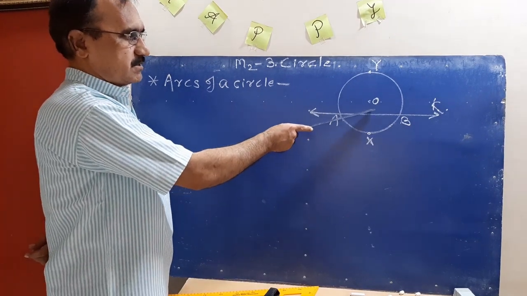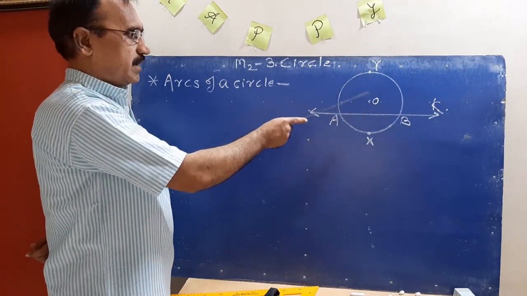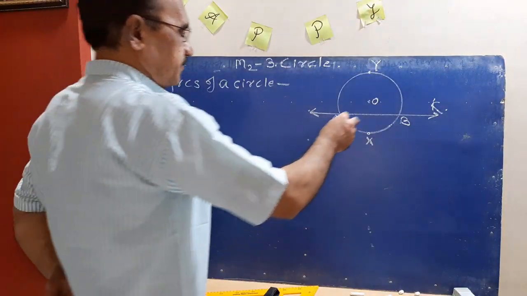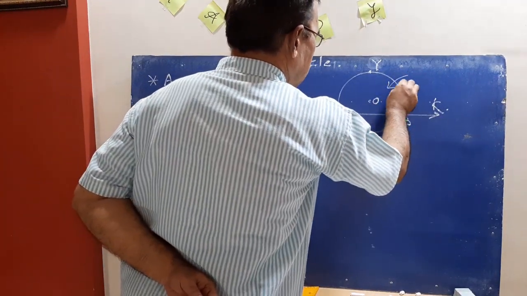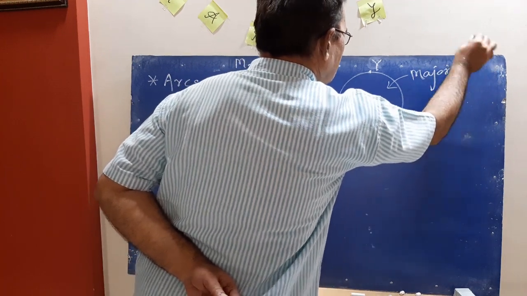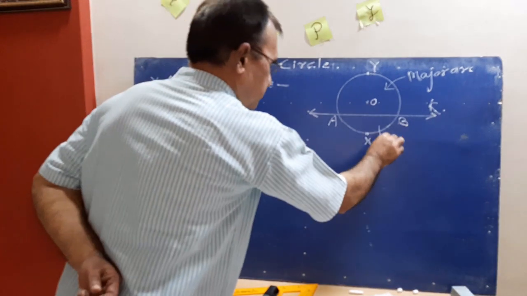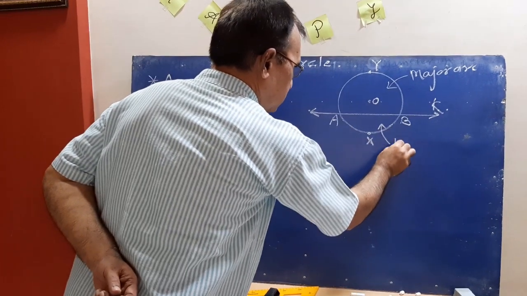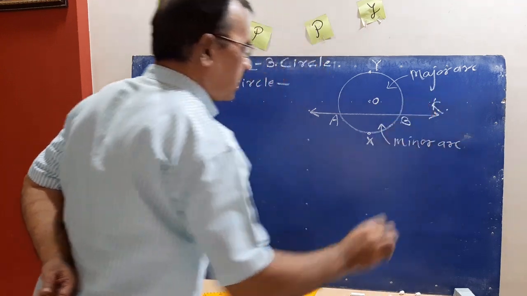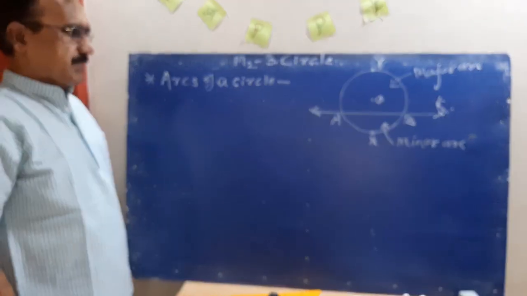Here the center side arc is called the major arc and the other arc is called the minor arc. This is the center side arc, which is the major arc. This is the other side arc. This is the minor arc. Then we will see the measure of arcs.